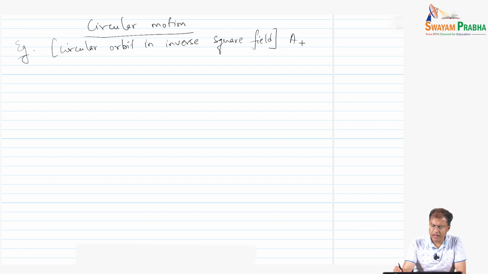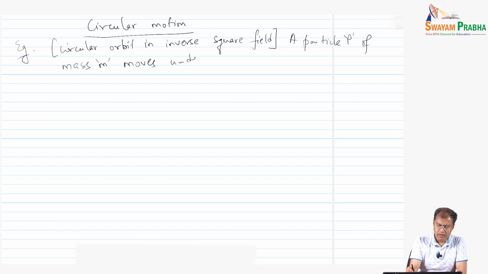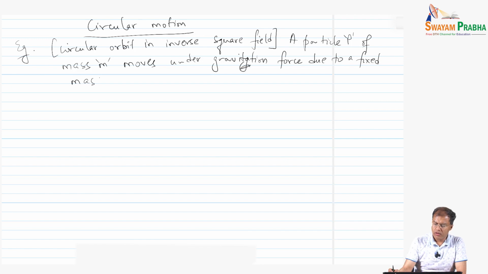So the problem says we have a particle P of mass m that moves under gravity, the gravitational force due to a fixed mass of capital M. So the idea is that we have a fixed mass maybe sitting at the origin, and we have another mass, small m, which is moving due to the influence of this large mass and exhibiting some motion due to this interaction. Okay, so at the origin.